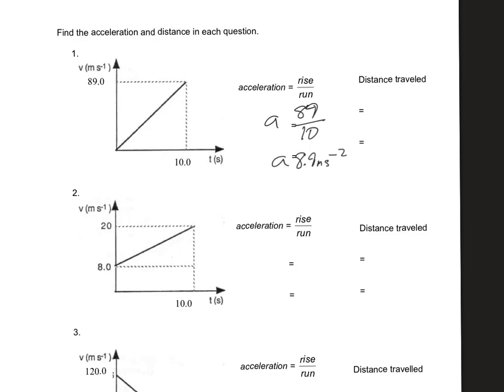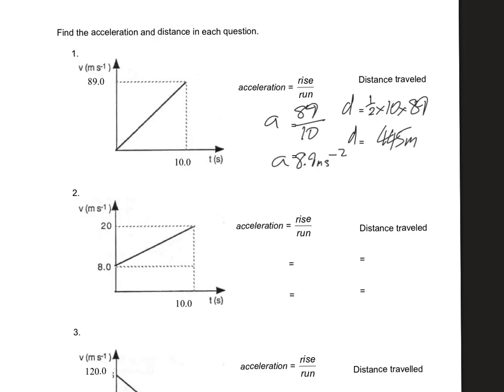Okay, to calculate the acceleration from a velocity time graph, we need to find the gradient. So for number one, this will be the rise divided by the run, which in this case is 89 divided by 10. So there it is, 89 divided by 10, and that gives you an acceleration of 8.9 meters per second squared.